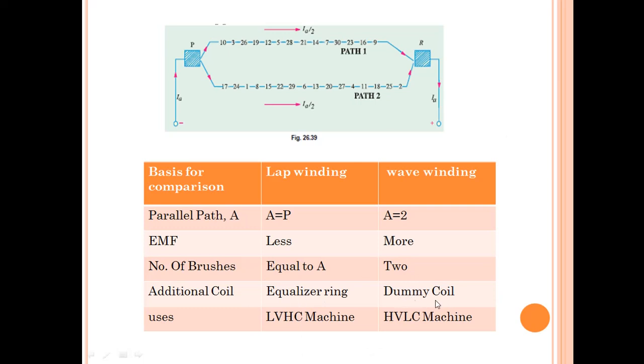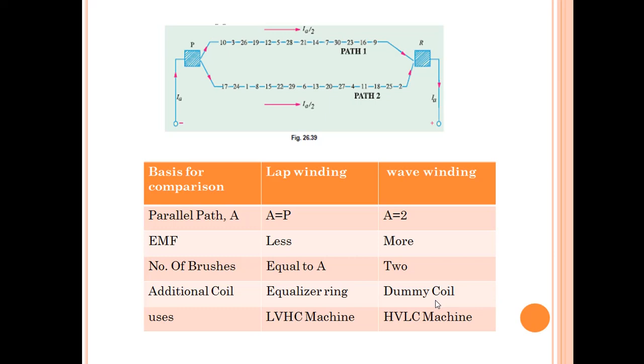Likewise, in wave winding there are more chances of mechanical imbalance in the machine, not electrical imbalance. It means wave winding is not possible for every set of conductors. There should be some fixed number of conductors, so some conductors should be dummy conductors.